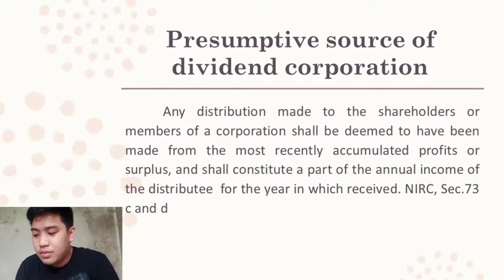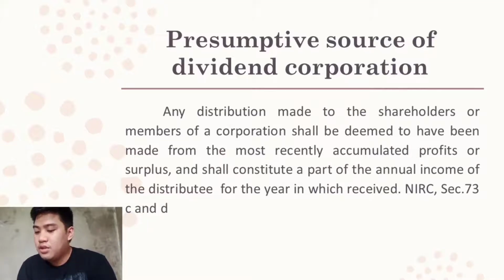Next is the presumptive source of the dividend distribution. This can be found in the National Internal Revenue Code, Section 73, specifically subsection C. Any distribution made to the shareholders or members of a corporation shall be deemed to have been made out of the most recent accumulated profits or surplus and shall constitute a part of the annual income of the distributee for the year in which received.